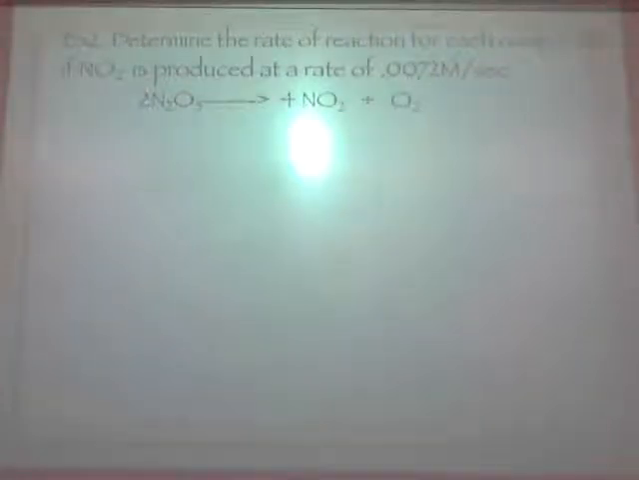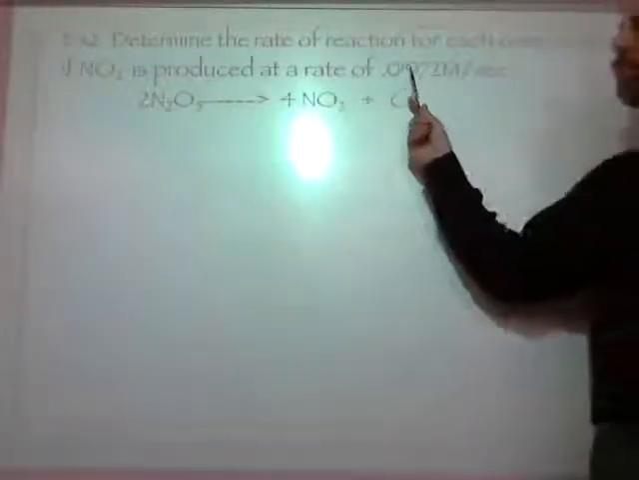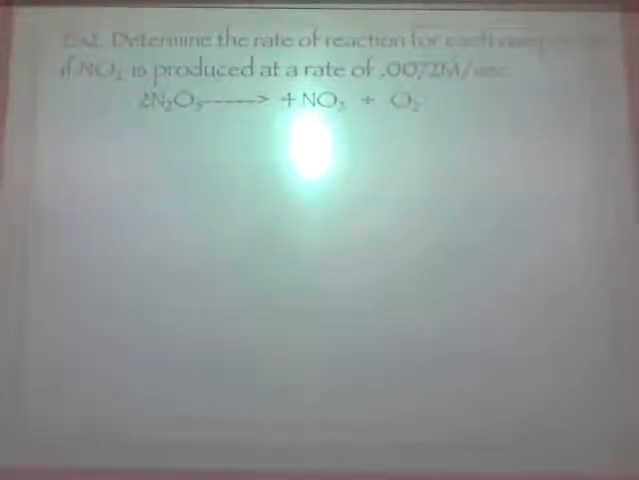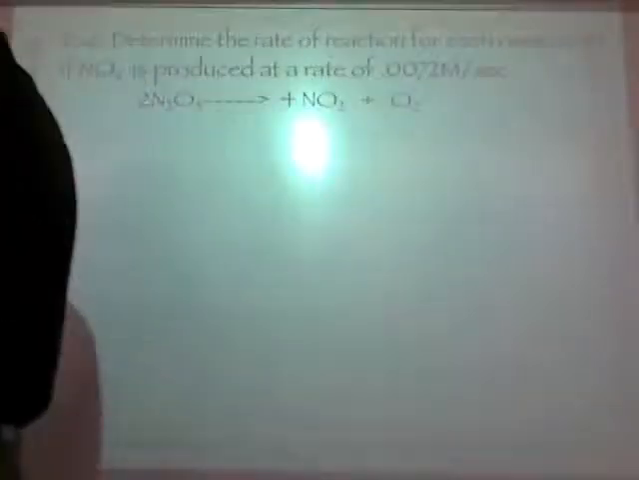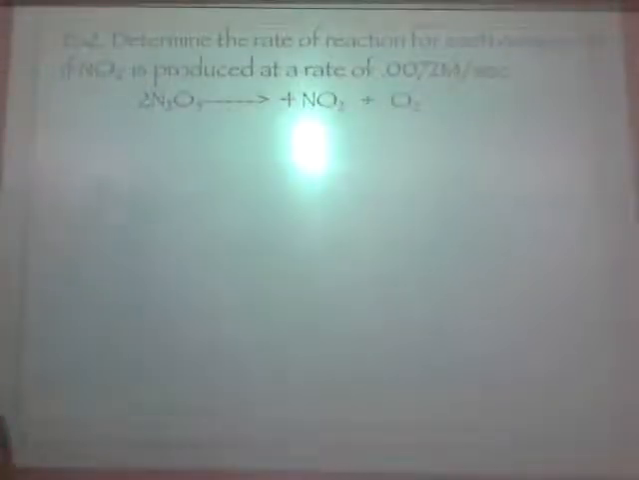All right. So this time I'm saying find the rate of the reaction for each compound if I'm told the NO2 is being produced at that rate. Okay? How would you know how to use that? Use the other guys to tell the rate. Well, this is just a stoichiometry problem. That's all it is. It's very simple. Well, guys, we're doing stoichiometry.